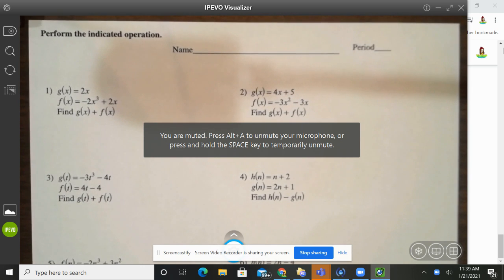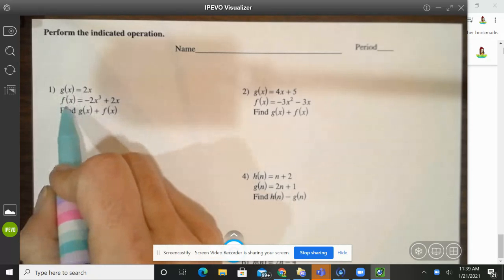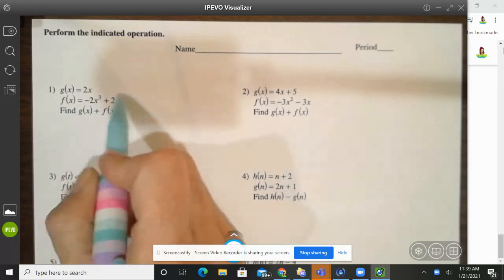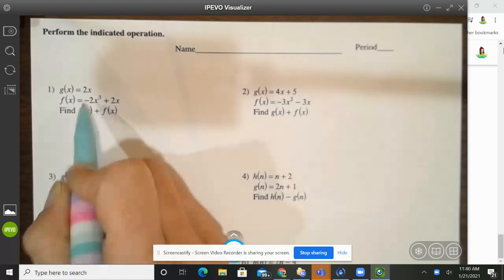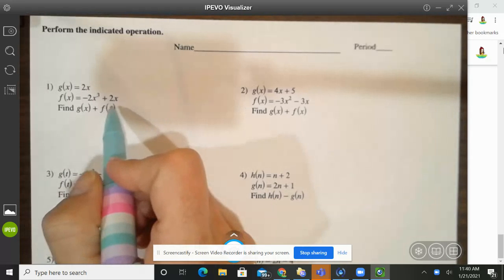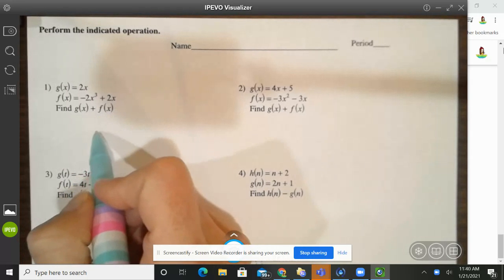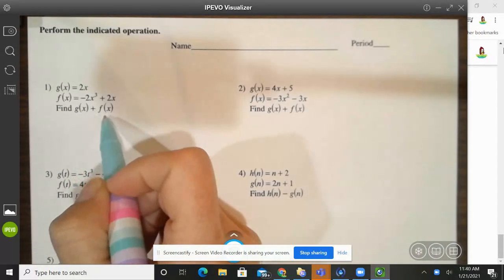This week we're going to talk about addition and subtraction of functions. So you have g of x here, and you have f of x. So these are the functions, and then you have to add them. Remember when we did polynomial addition and subtraction? That's pretty much what we're doing here. So they're telling me to add these two functions together.